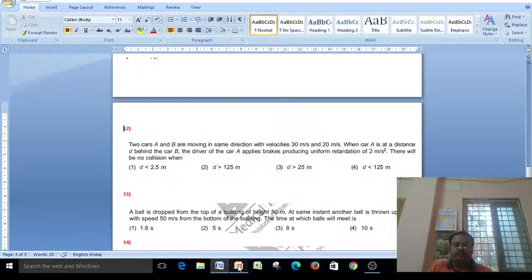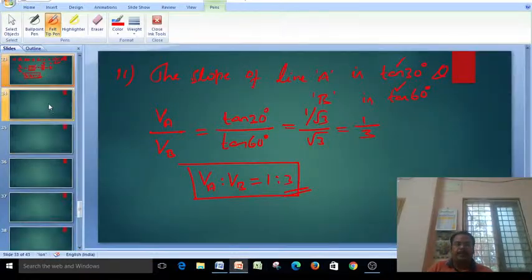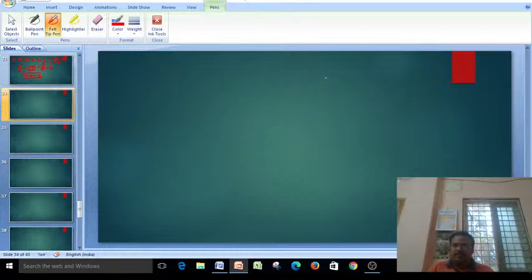The cars are moving in the same direction with velocities of 30 meter per second and 20 meter per second. Means car A is 30 meter per second, car B is 20 meter per second. Object A and object B both are there. So this is the 12th question I am taking here. Object A is moving in the forward direction, object B is also moving forward, but object A applies brakes and gets a retardation of minus 2 meter per second square, right? In between, let us consider the distance as small d. Object B has 20 meter per second velocity and object A already has 30 meter per second velocity. So this is the actual given data.